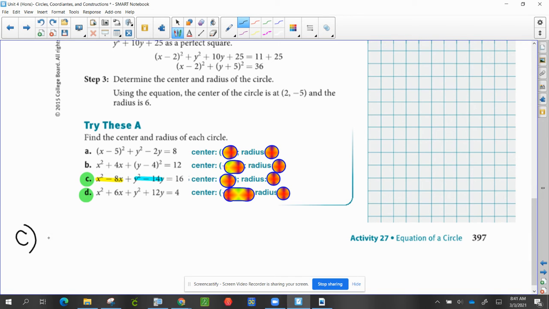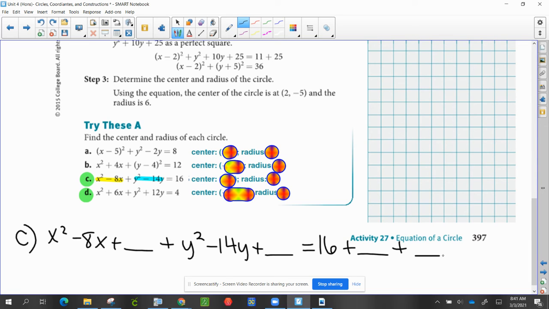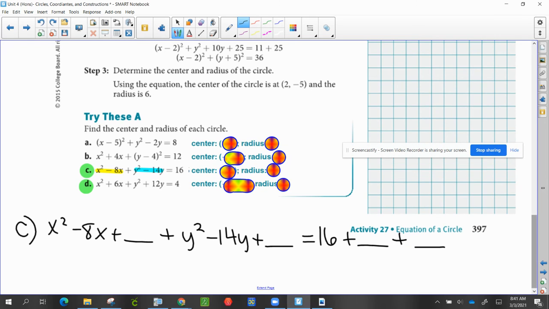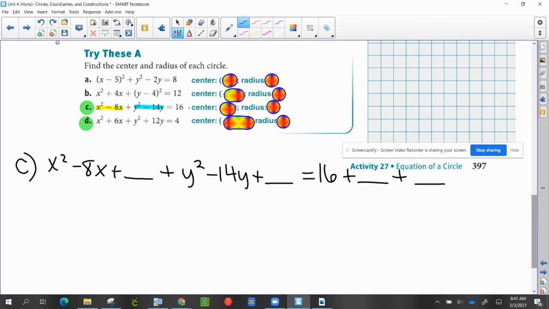So for C, we have x squared minus 8x plus a blank, because we're going to complete the square there. Okay. Then we have plus y squared minus 14y plus a blank is equal to 16. But remember, we have to balance it out. So plus blank plus blank. All right, let's complete the square one thing at a time.